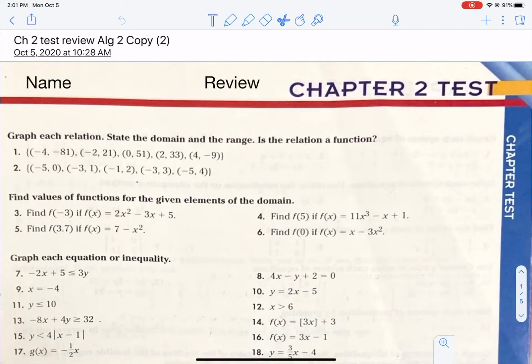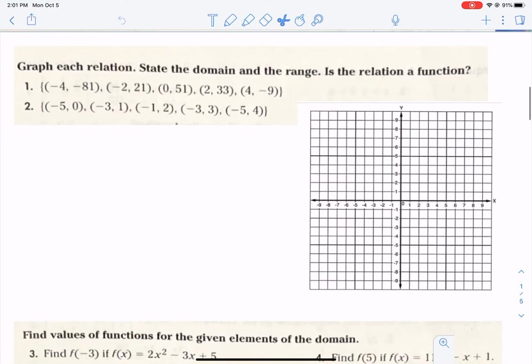Hello, we are going to review for the Chapter 2 test. This document should be in Google Classroom, so make sure that you have it in Notability and you're doing it along with me. Let's start with problems 1 and 2.